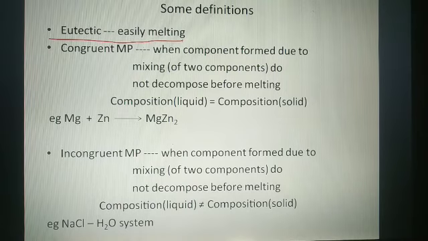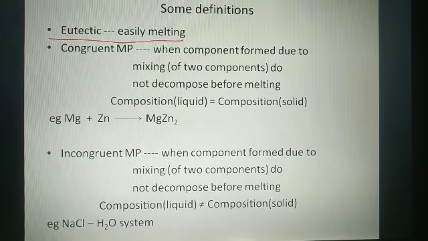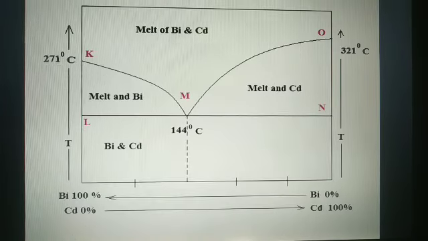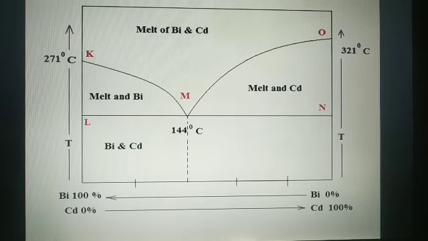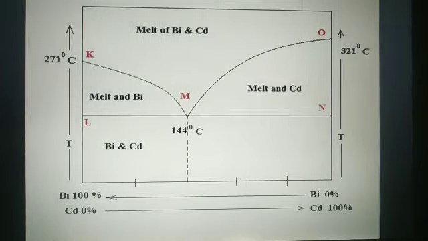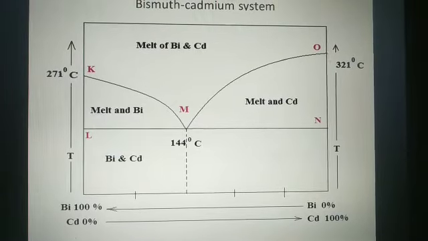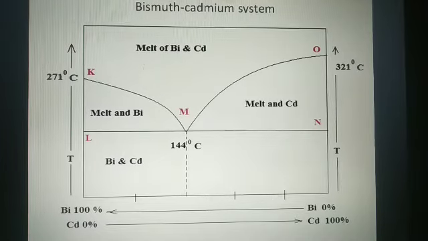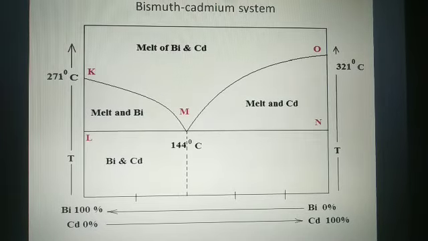So three parts are here: eutectic, easily melting; congruent melting point, where the compound formed is stable up to its melting point; and incongruent, where the compound formed is not stable up to its melting point. So let us discuss a system where there is no reaction between the two components, and the best example is the bismuth cadmium system. Another good example is the lead and silver system. You have read the lead silver system in your BSc classes, that is why I am not going to discuss that.